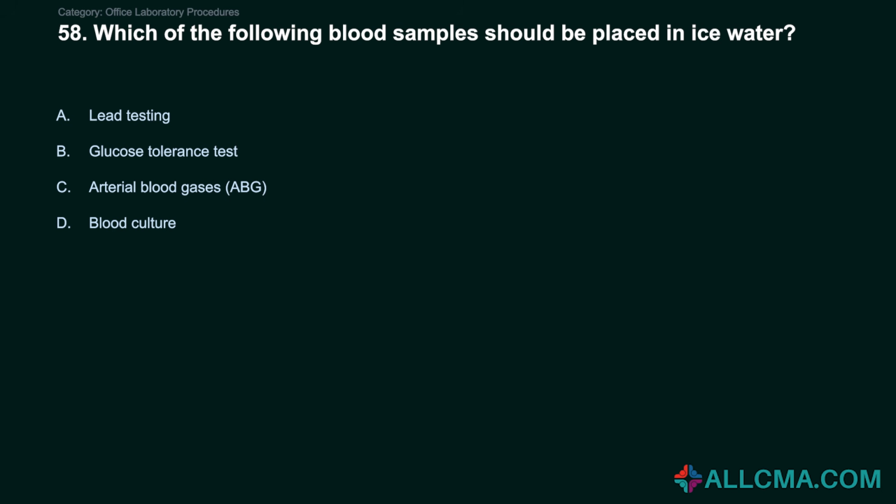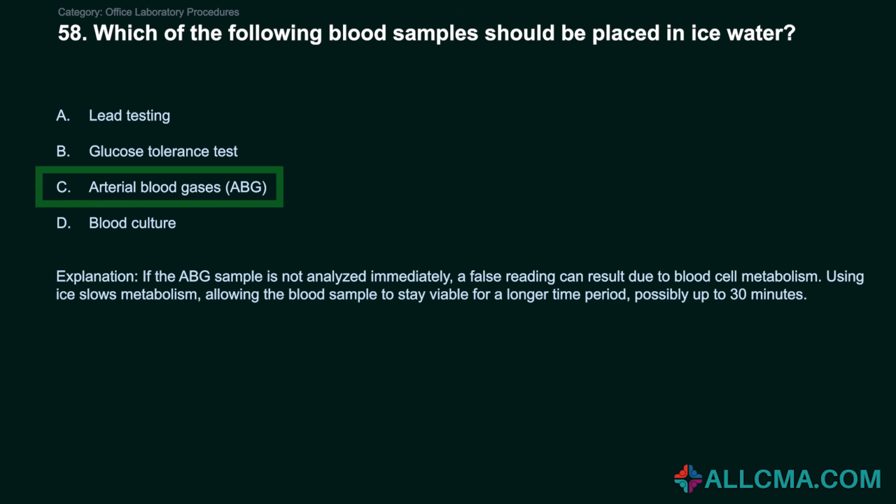58. Which of the following blood samples should be placed in ice water? A. Lead testing, B. Glucose tolerance test, C. Arterial blood gases, ABG, D. Blood culture. Correct answer, C. Arterial blood gases, ABG. If the ABG sample is not analyzed immediately, a false reading can result due to blood cell metabolism. Using ice slows metabolism, allowing the blood sample to stay viable for a longer time period, possibly up to 30 minutes.